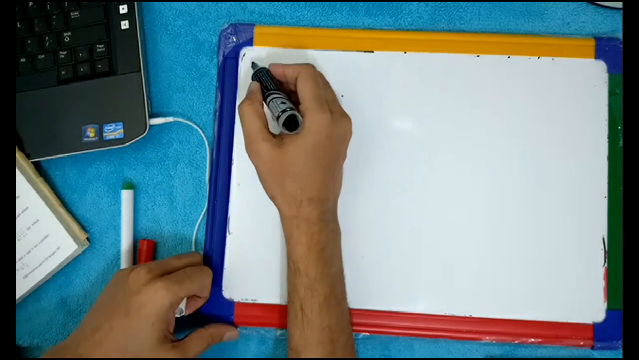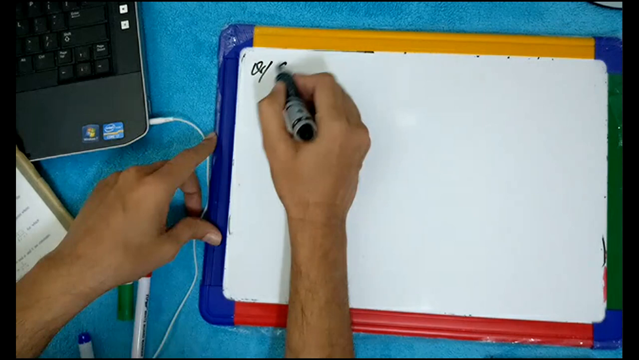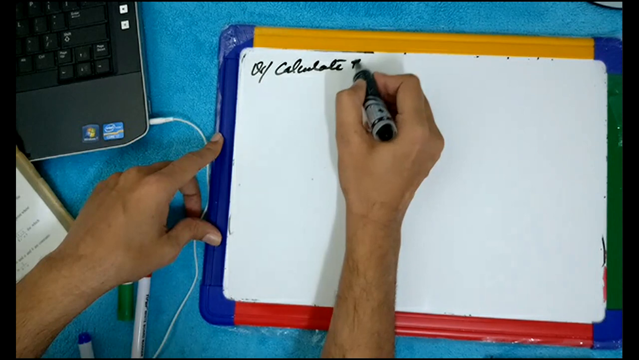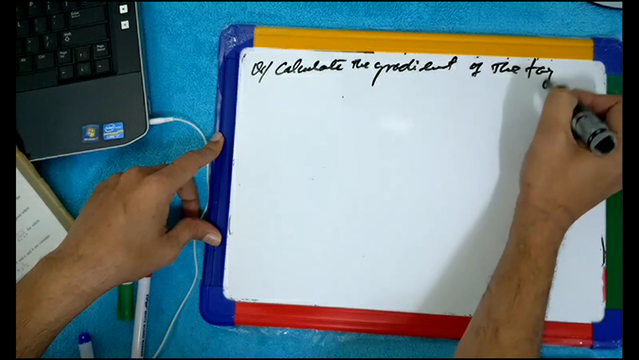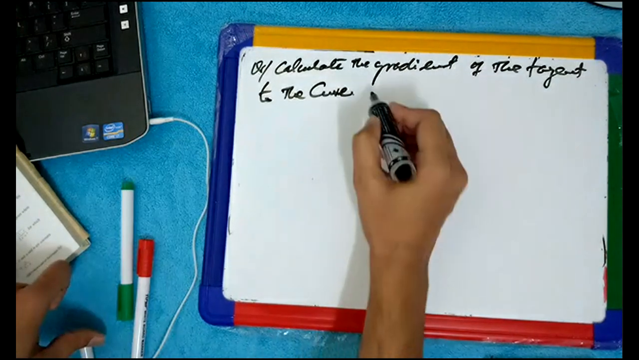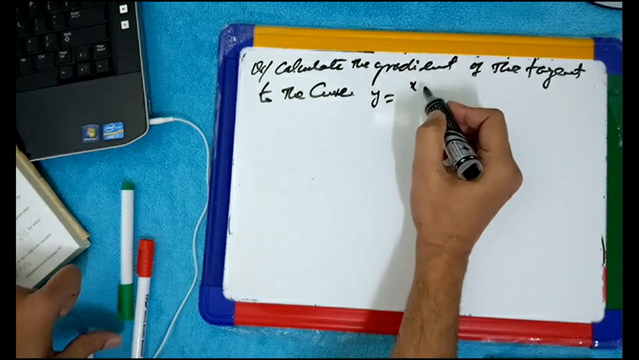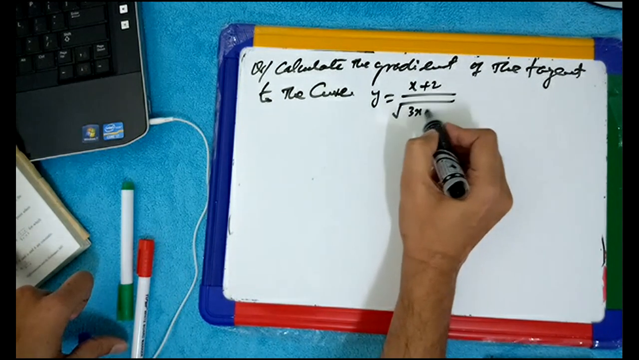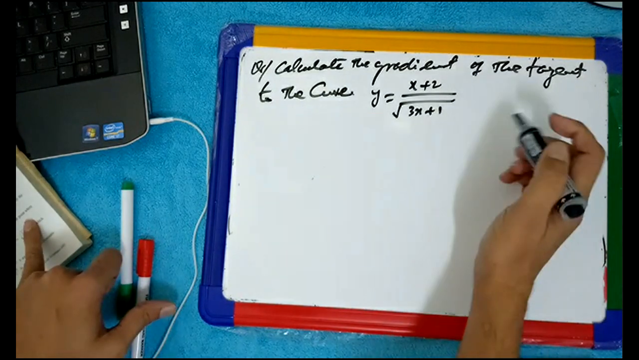Now, my question is a very nice question. I am writing one question over here. Calculate the gradient of the tangent to the curve. The curve is y equal to x plus 2 over the square root of 3x plus 1. Calculate the gradient of the tangent to the curve at the point where x is equal to 1.